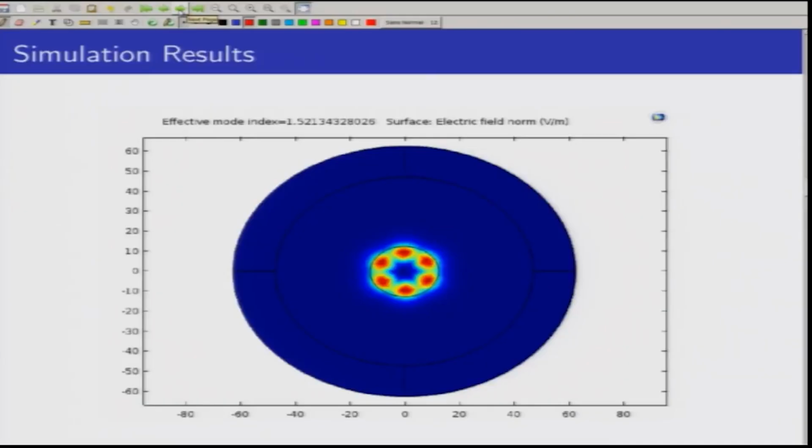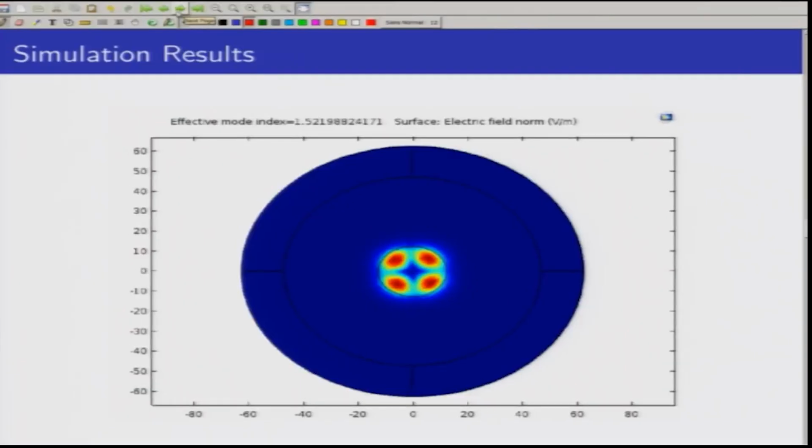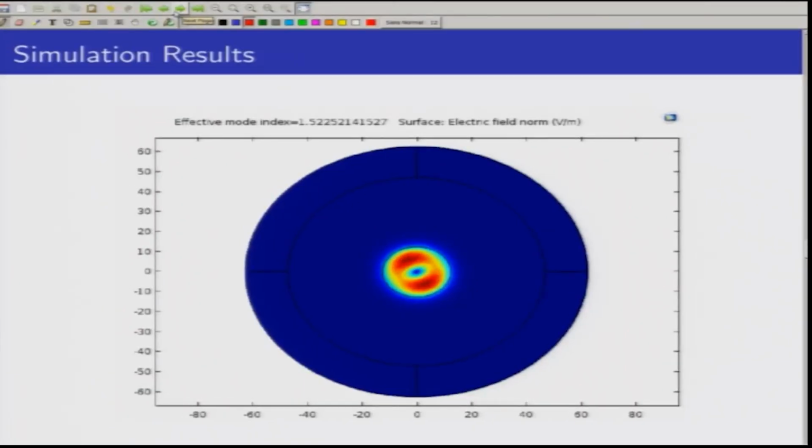One more point we can notice: all modes do not have the same effective index, it changes based on the mode that we have. This is the second mode, LP02 mode, which again has a different effective index. We are going in the higher order of effective index value, and this is the LP21, this is the LP31 mode, and finally we reach the fundamental mode, LP01 mode.